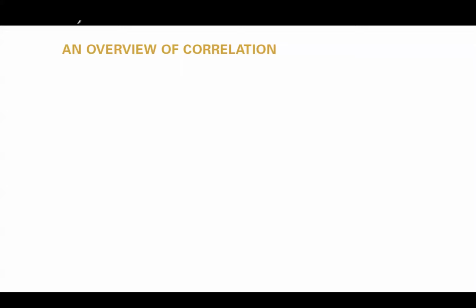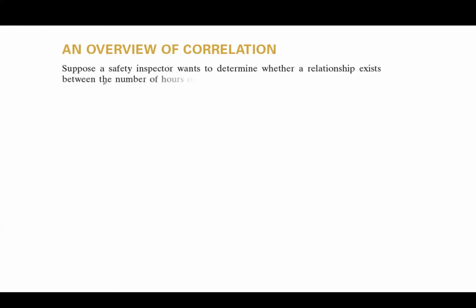An overview of correlation. What is correlation? Suppose a safety inspector decides to determine if a relationship exists between the number of hours of training for an employee and the number of accidents involving that employee.